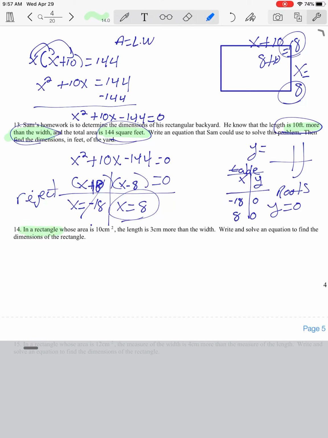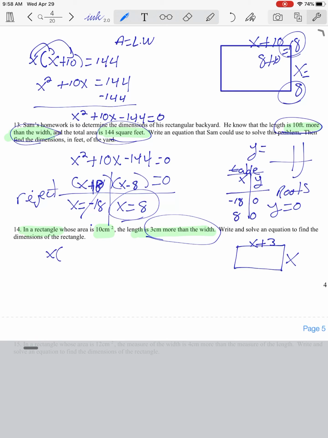In a rectangle whose area is 10, the length is 3 more than the width. Write and solve an equation to find the dimensions. So I straight away know, let me first draw my rectangle. The first thing we do is label. This is always x. Now, 3 more than is a plus, x plus 3.